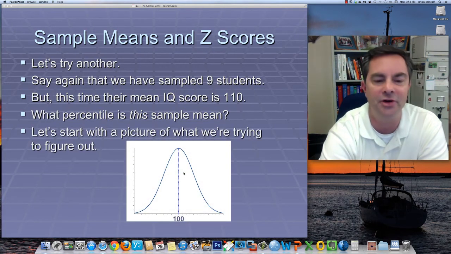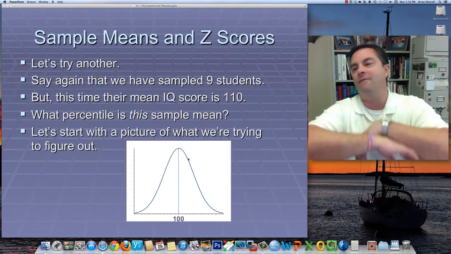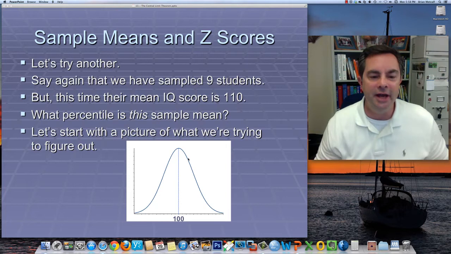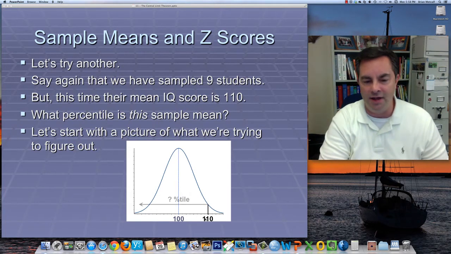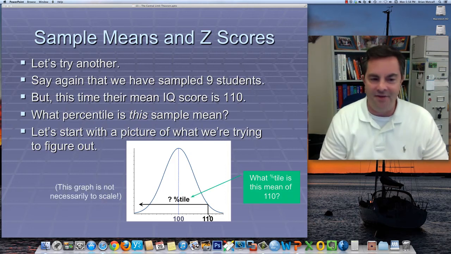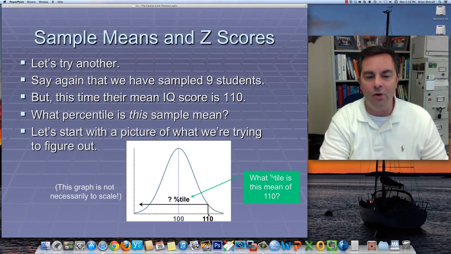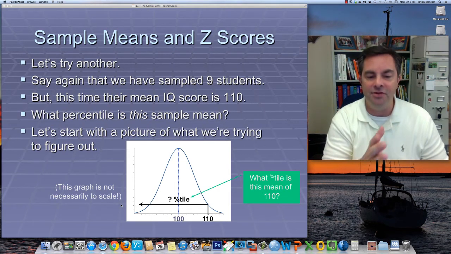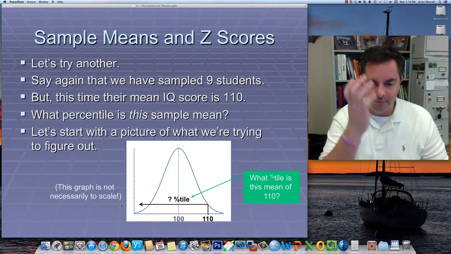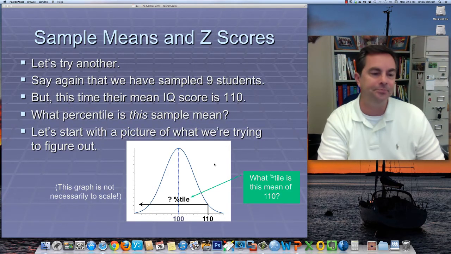Let's start with a picture again. So there's my theoretical picture of all the bajillion samples I could get. Mine's in there somewhere. Where's mine? Mine's right there now. It's at 110. Doesn't have to be to scale. So my question is, what percentile is at or below 110? What percentage of those samples are sitting below that line in the sand of 110?